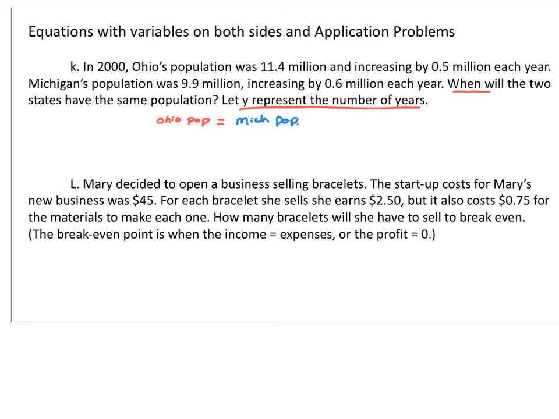So in the Ohio population, we had 11.4 million, and it's increasing. So we're going to start at 11.4 million. Now, I think we should probably write out those numbers instead of just using 11.4 and 0.5. 11.4 million is 11,400,000.